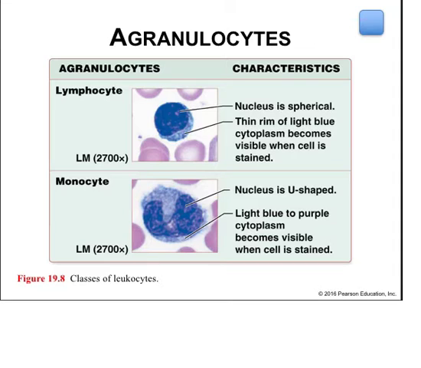Agranulocytes include lymphocytes and monocytes, both of which lack visible cytoplasmic granules and do contain lysosomes, which are not visible using the Wright stain. Lymphocytes are the second most common leukocyte in the blood. They contain large spherical nuclei and a light blue rim of cytoplasm.